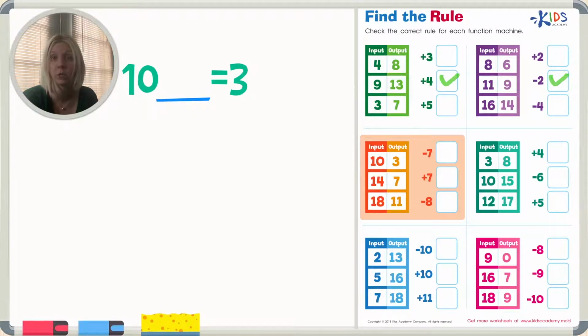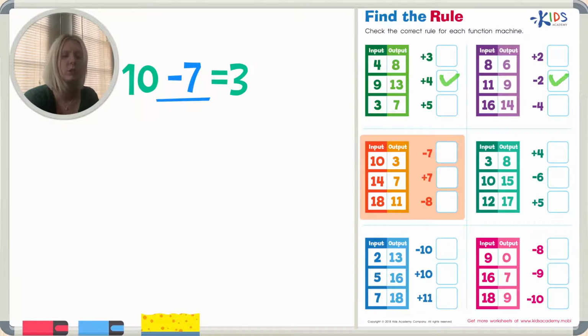At least what sign are we going to use? We start with 10, and then we end up with 3. Are we adding or subtracting? We are going to subtract, right? We have to subtract to get a lesser number than the number we start with. So I know it's either going to be -7 or -8. Let's start with the first one, -7. Let's see if this makes sense. Let's plug it in.